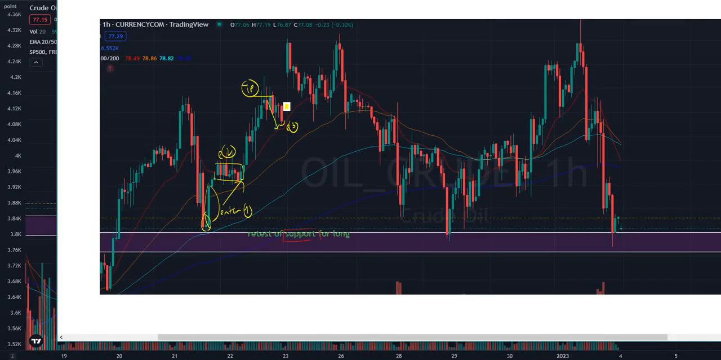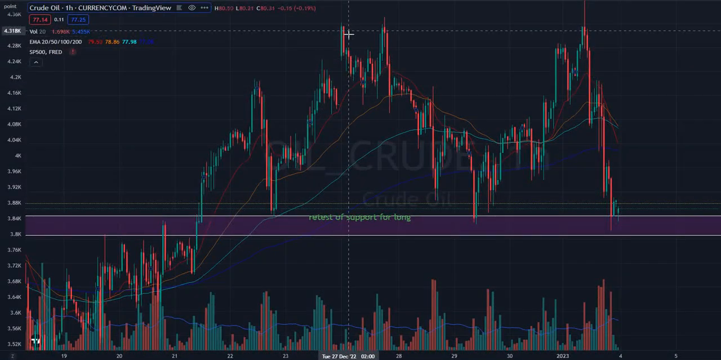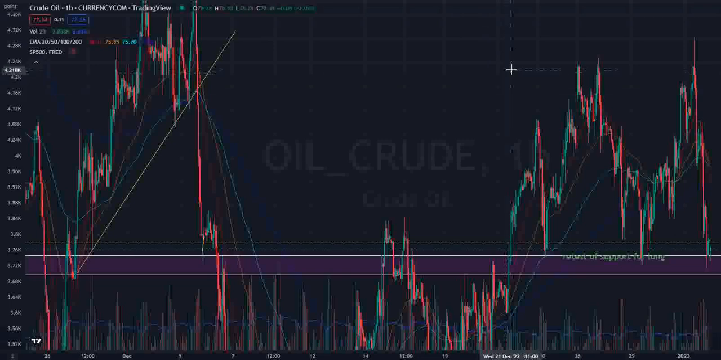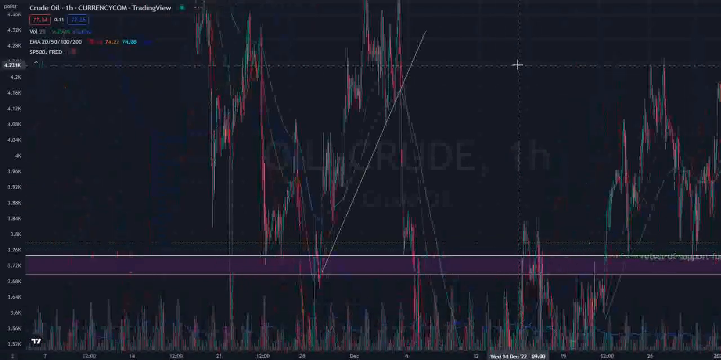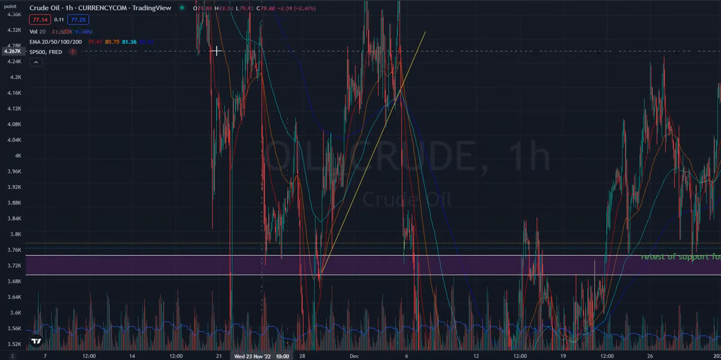And then as you can see, we got above this point. Now let's take where this point is. So we are currently at this point here. Okay, there's a resistance here as well.